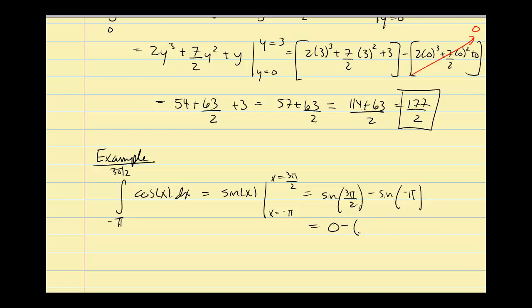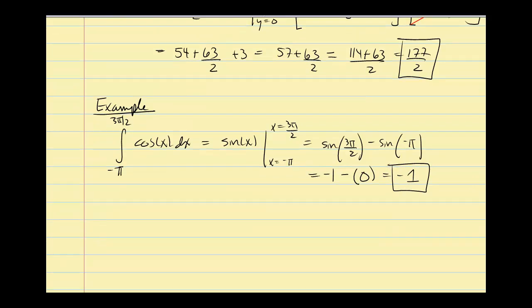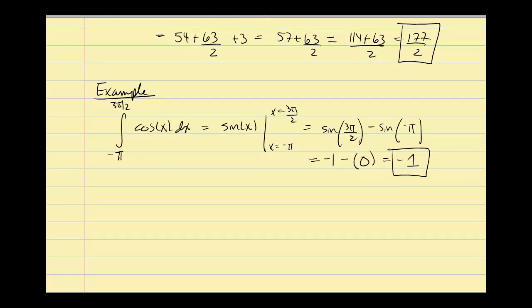The sine of 3 pi over 2 is negative 1. Kind of skipped ahead there. Minus the sine of negative pi, which is 0. So I get negative 1 for my answer here. Now negative 1 is the solution, but the question is, is this signed area or actual area?